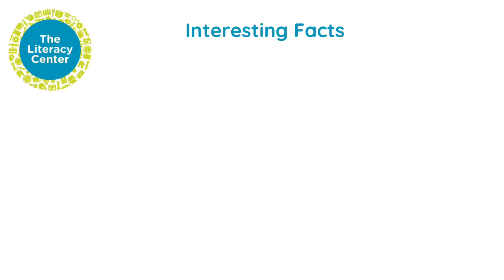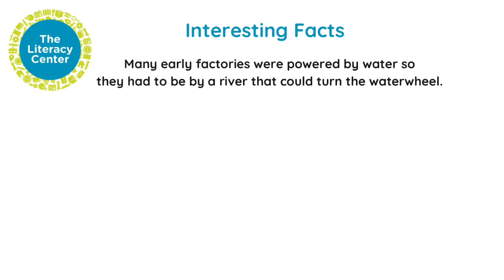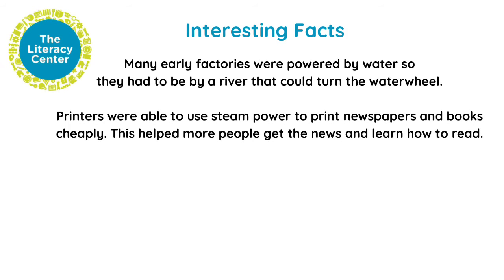Let me share some interesting facts with you about the Industrial Revolution. Many early factories were powered by water, so they had to be by a river that could turn the water wheel. Printers were able to use steam power to print newspapers and books cheaply. This helped more people get the news and learn how to read.